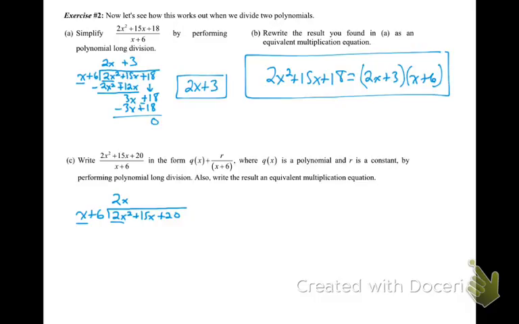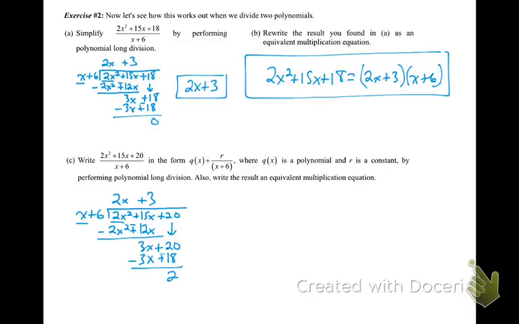Then I'm going to multiply that 2x with both the x and the 6 to give me 2x squared plus 12x. Then I'm going to subtract those, so it changes the signs. The 2x squareds go away, but the 15x minus the 12x gives me a 3x. Then I'm going to bring down that plus 20. Then I ask myself, what multiplies with the x to give me a 3x? Well, a 3. Multiplying it with x plus 6 gives me 3x plus 18. Subtract them, and I get a remainder of 2.